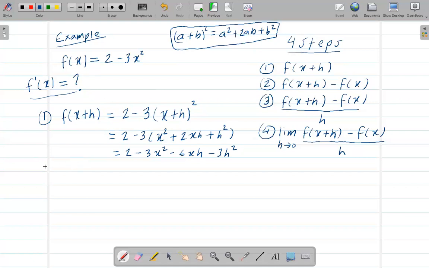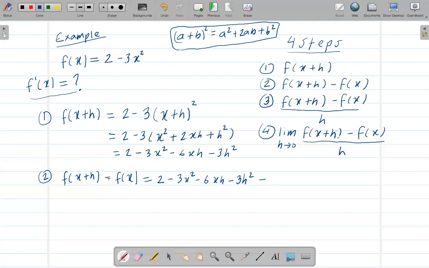Now the second one is to find the value of this whole thing. So now f of x plus h minus f of x is equal to, well, f of x plus h, I got it right here: 2 minus 3x squared minus 6xh minus 3h squared, minus f of x, and f of x is given right here.